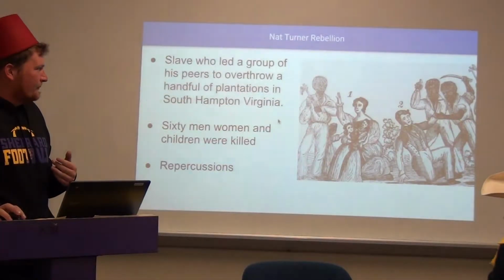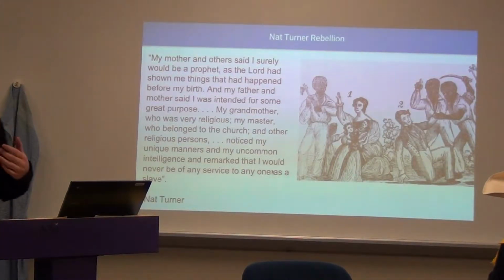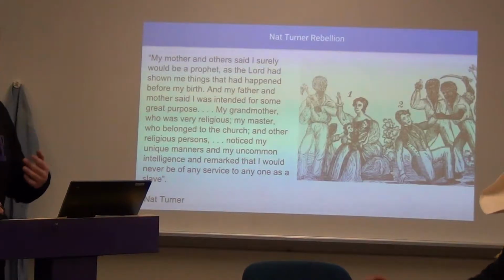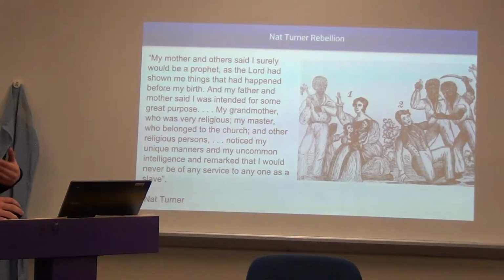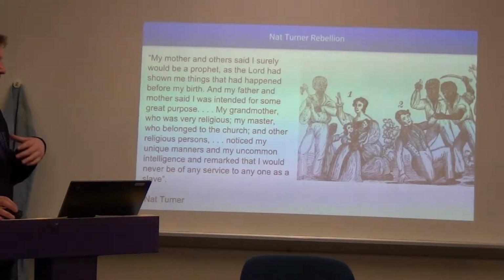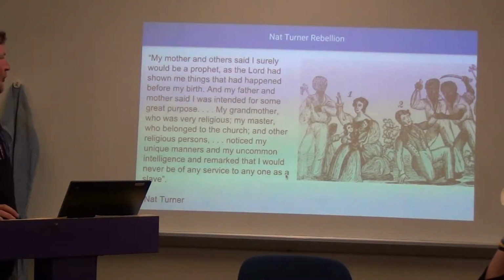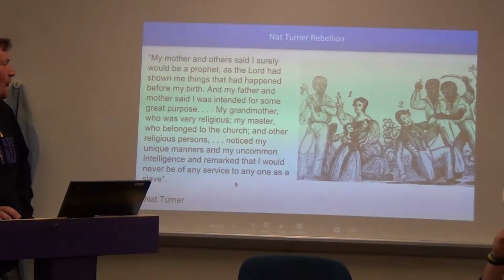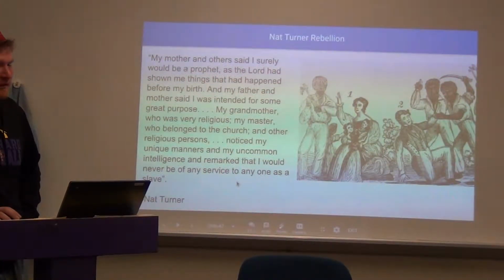And here's why. Here's a quote from Nat Turner. Nat Turner is not a normal slave. You may be saying to yourself, why didn't every slave do this? You're going to see why. He says, my mother and others said I surely would be a prophet. A prophet is someone who's a middleman between the people and God. As the Lord had shown me things that had happened before my birth. And my father and mother said I was intended for some great purpose, aka to end slavery.